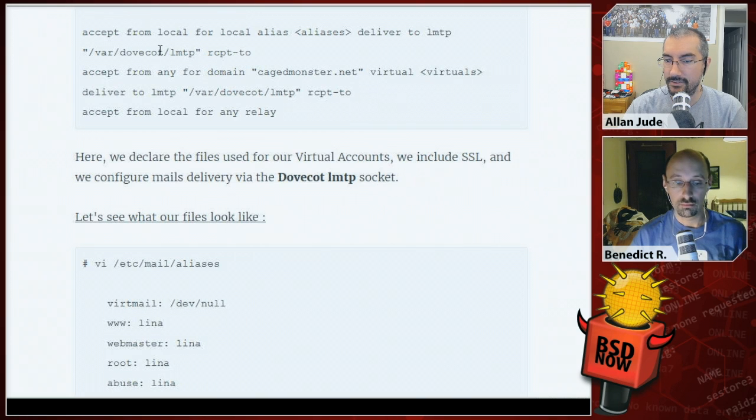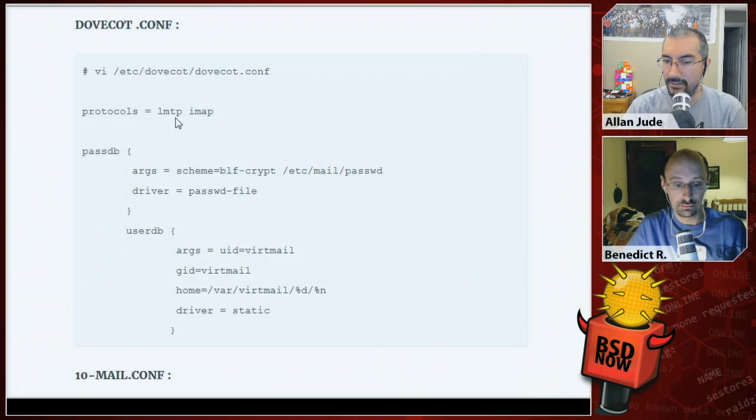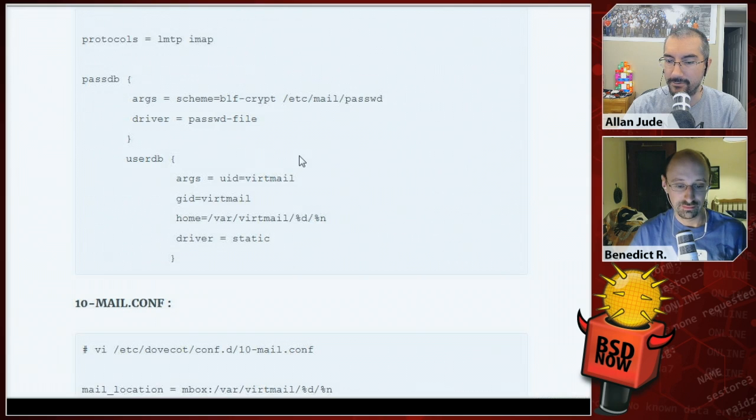delivering the mail. So now if we look in the config for Dovecot, we can now see that it will accept the mail on the local mail transfer protocol and deliver it to the virtual user's home directory under var virtmail domain username, and allow the users to pick up that mail via IMAP using the passwords in this separate mail password file.